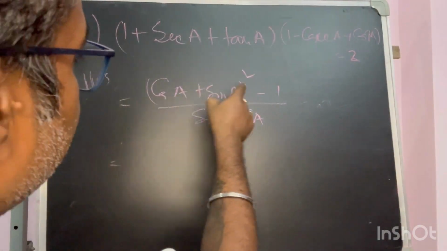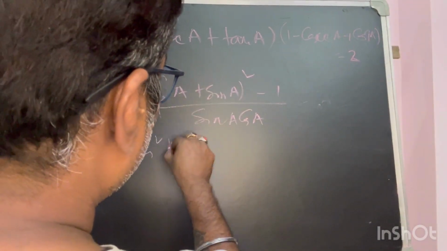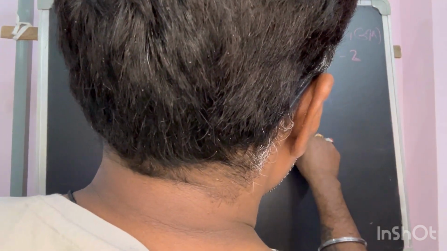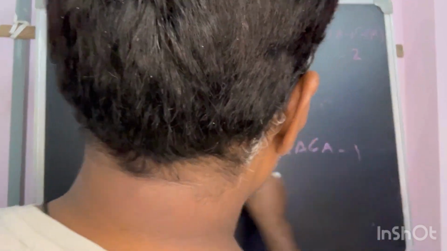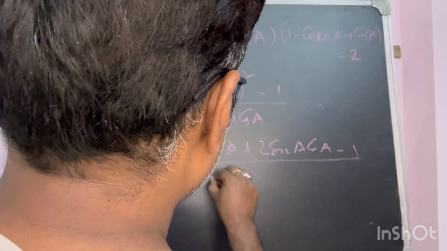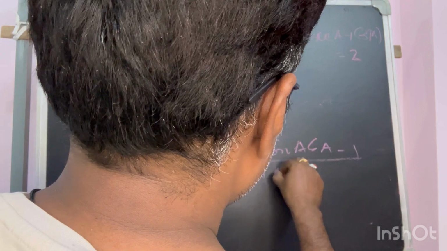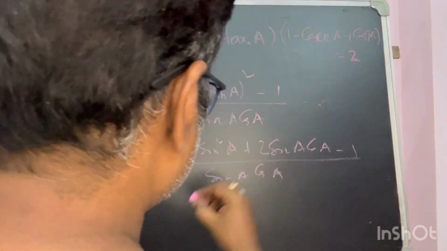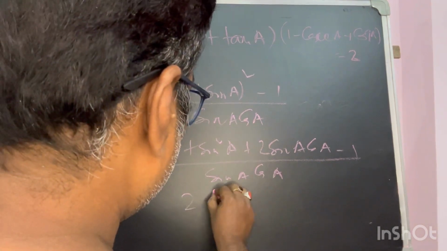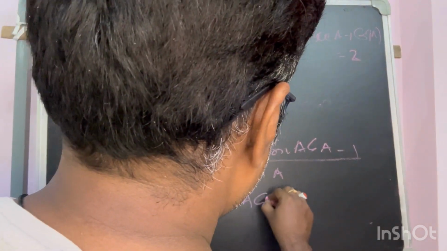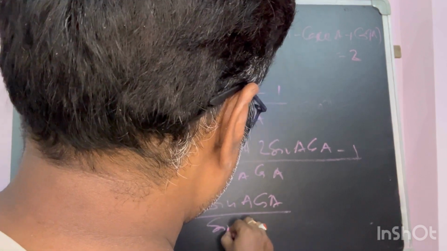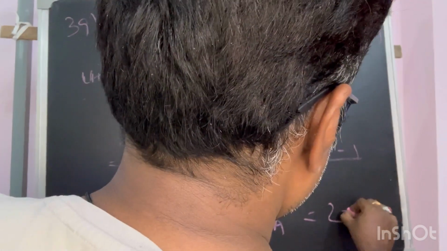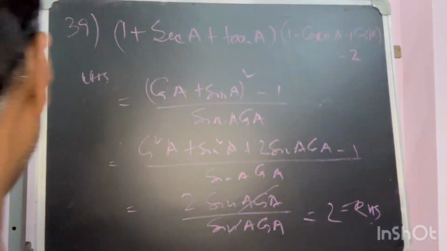Now if I expand it, it will be cos square a plus sin square a plus 2 sin a cos a minus 1 whole divided by sin a cos a. Now this is equal to 1, so this minus 1 will be cancelled out. Only I will remain with 2 sin a cos a at the top. In the bottom it is sin a cos a. So now these two terms cancel out, only 2 remains, that is your right hand side.